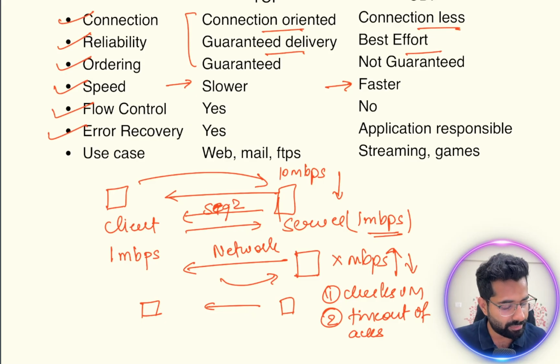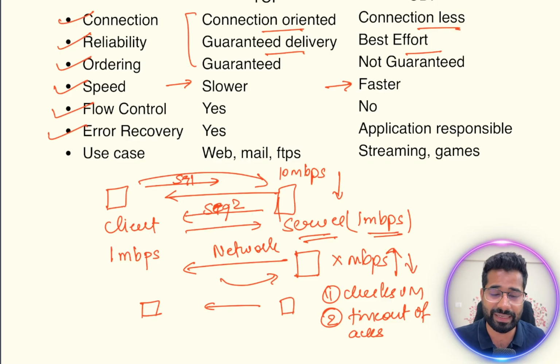Now it might happen that segment 2 was sent by your server, and the client is still sending ACKs for segment 1. The client is not sending the ACK back for segment 2. So if 3 consecutive ACKs have been sent for segment 1, although the server is expecting an ACK for segment 2.